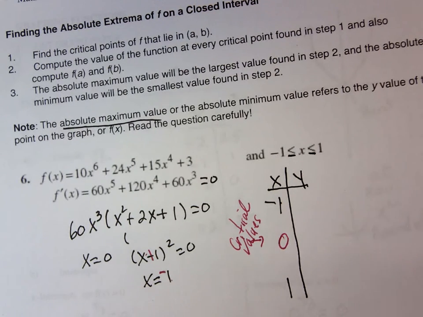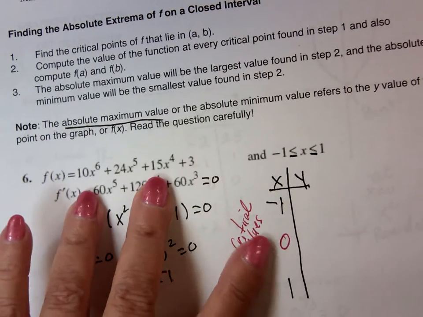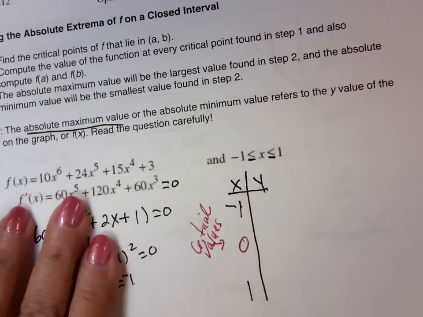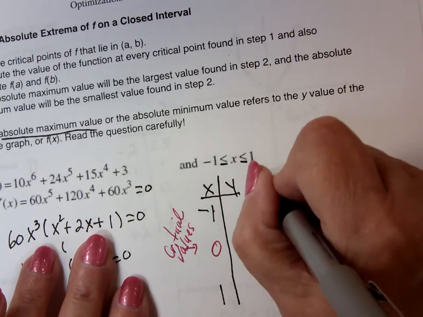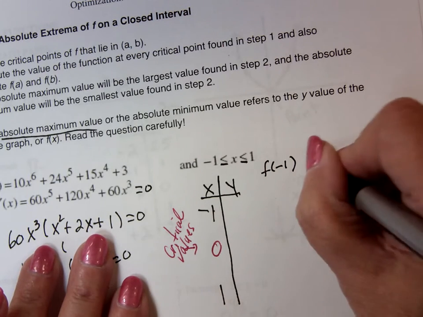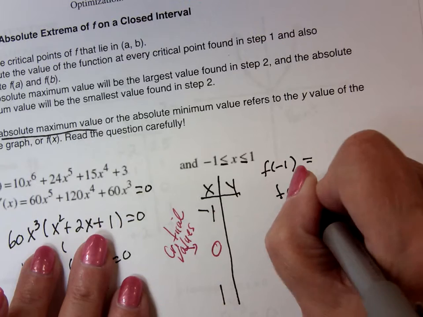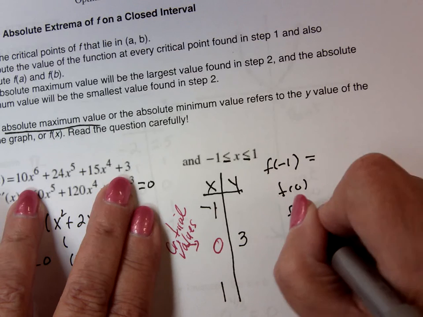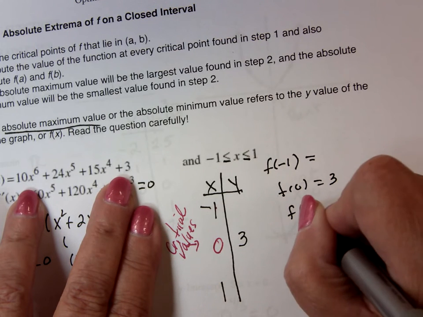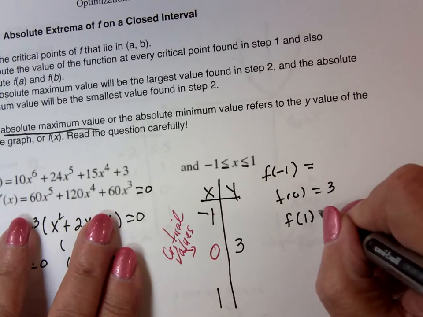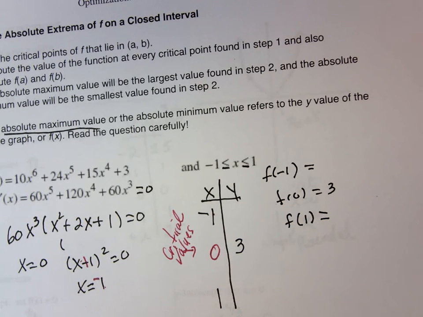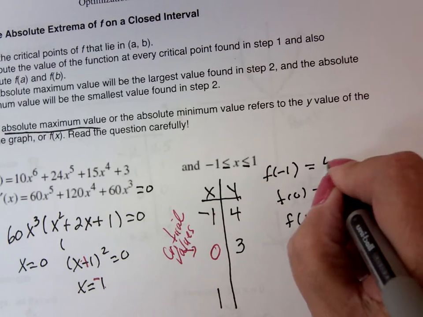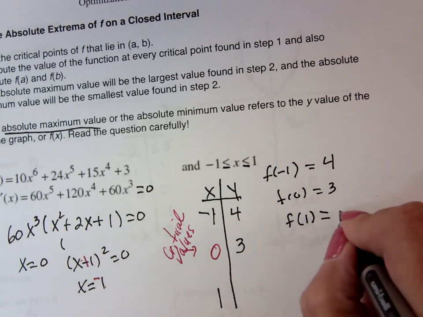So now I come down and I'm going to calculate in the original function. I need to know what is f of -1, what is f of 0, that's the easy guy, f of 0 is 3, what is f of 1. And I do have these already calculated out. So f of -1 is 4, and f of 1 is 52.